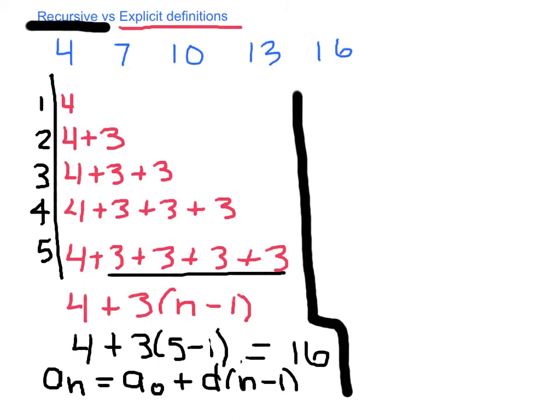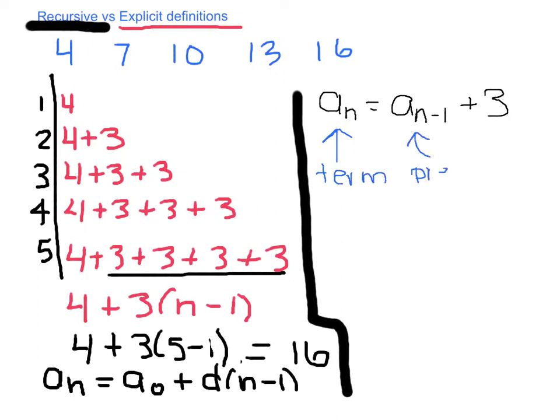Now let's take a look at the recursive formula for the same exact problem. The recursive formula is this: a sub n is equal to a sub n minus 1 plus 3. And what I'd like you to think about is seeing the a sub n as the term and a sub n minus 1 as being the previous term.